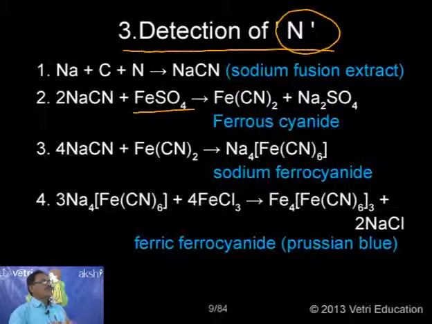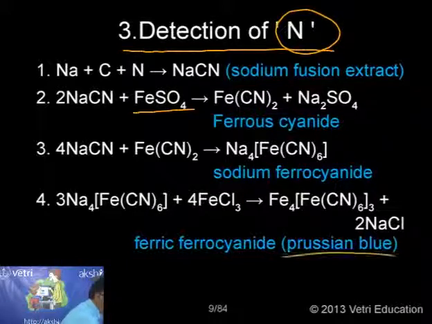So this is the way. The formation of a blue, bluish green, or green colored solution or precipitate shows the presence of nitrogen. That is nothing but due to the formation of Prussian blue.